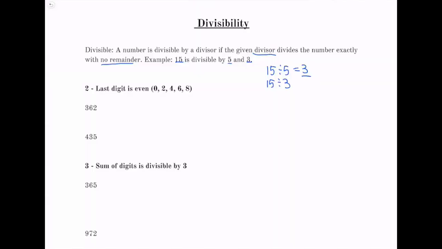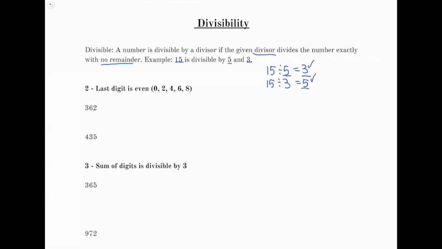Yeah, so, and you get a whole number. So essentially, whenever something is divisible by something else, when you divide it by that number, you have to get a whole number. And you see these are both whole numbers. So 15 is divisible by 5 and 3.